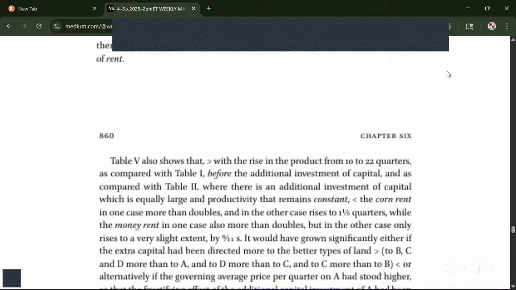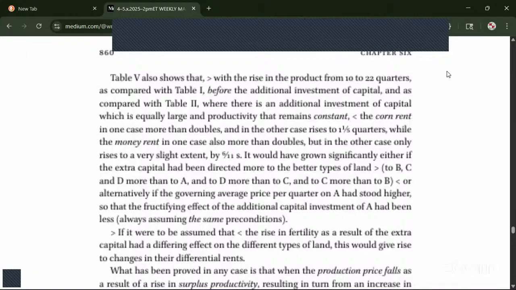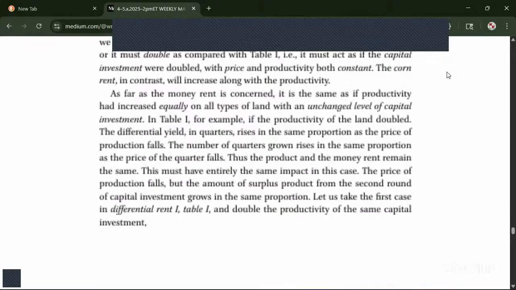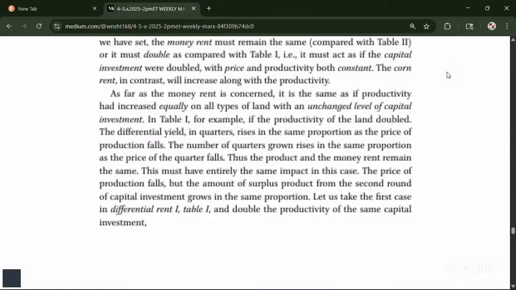And we continue on. As far as the money rent is concerned, it is the same as if productivity had increased equally on all types of land with an unchanged level of capital investment. In Table 1, for example, if the productivity of the land doubled, the differential yield in quarters rises in the same proportion as the price of production falls. The number of quarters grown rises in the same proportion as the price of the quarter falls. Thus, the product and the money rent remain the same. This must have entirely the same impact in this case.